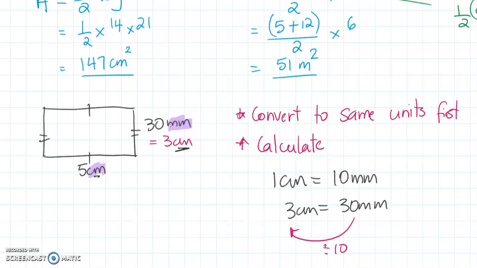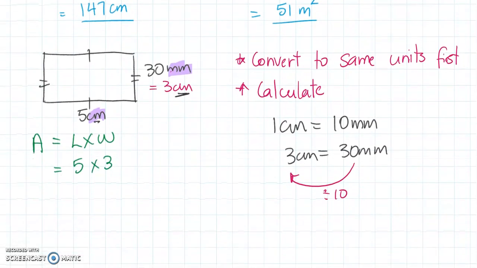All you do now is evaluate in the formula. The area of a rectangle is equal to length times width, which is 5 multiplied by 3, and they're both in the same units. 5 times 3 is 15. We calculated in the units of centimeters, so the answer is 15 square centimeters.